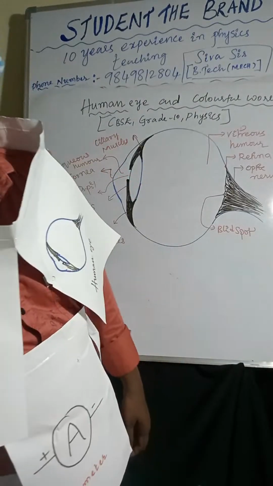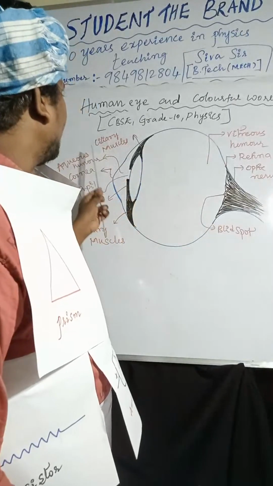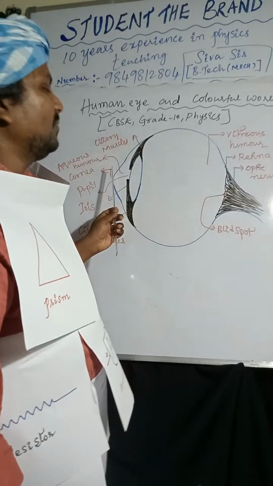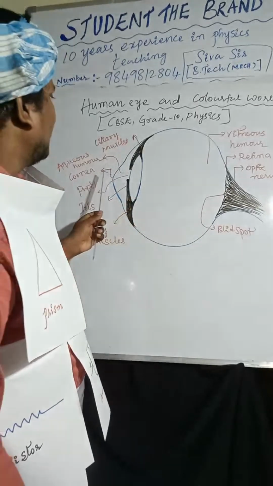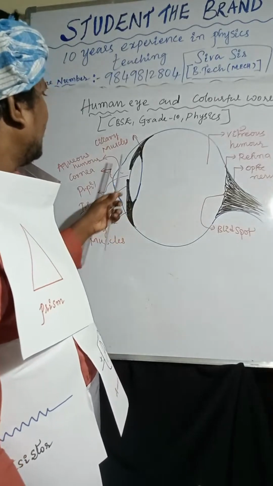The frontal layer, the protective layer of the human eye, is the cornea. Most of the refraction takes place at the cornea. And I'm considering the cornea and ciliary muscles.